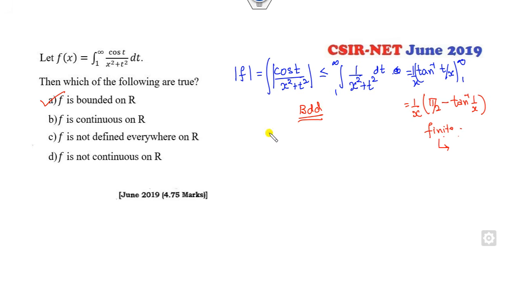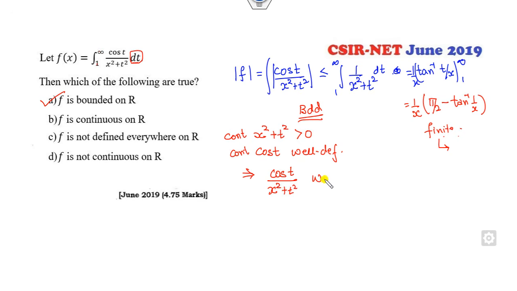Now second is, since x square plus t square is always greater than 0, because the value of t is from 1 to infinity, it is always greater than 0. Cos of t is a well defined function. This is a continuous function, this is a continuous function. So what is the meaning of that? Cos of t over x square plus t square is a well defined function, because this denominator will not be 0.